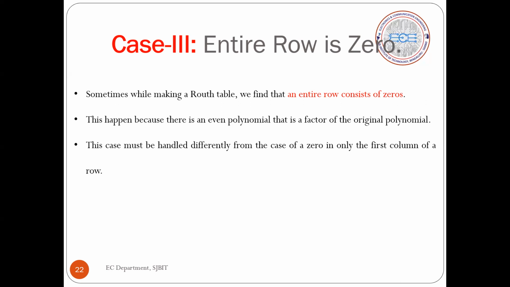Hope you all know what an even polynomial and an odd polynomial are. An equation consisting of only even powers is an even polynomial. An odd polynomial consists of only odd powers. So this has happened because there is an even polynomial that is a factor of the original polynomial. This case must be handled differently from the case of 0 in only the first column of the row. That is case 2; what we have done there, we cannot extend to case 3. It has to be dealt with differently.